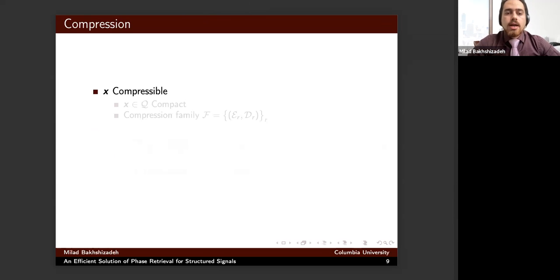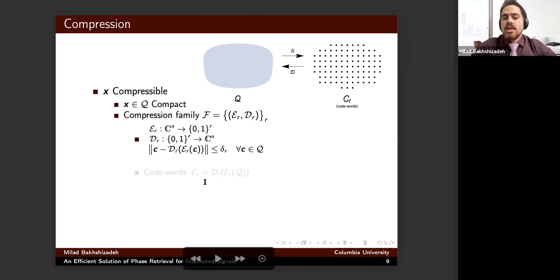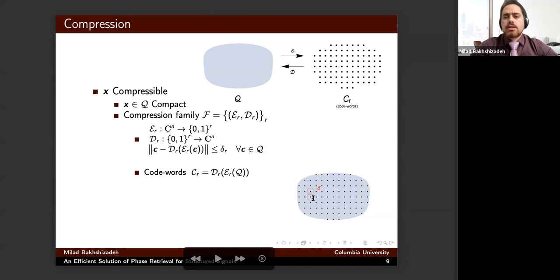Let me recall that we assume our signal of interest is compressible, by which I mean x lies on a compact set Q for which there is a compression method. A compression family consists of pairs of encoders and decoders. The encoder maps our set Q to points that can be represented by at most R bits, and the decoder does the reverse in a way that the error we make as a result of this mapping is small. This delta R is called the distortion of this compression pair. If you apply the encoder, you get a discrete set, which is called the codewords of this compression. I think these pictures are quite clear about how a compression method works.